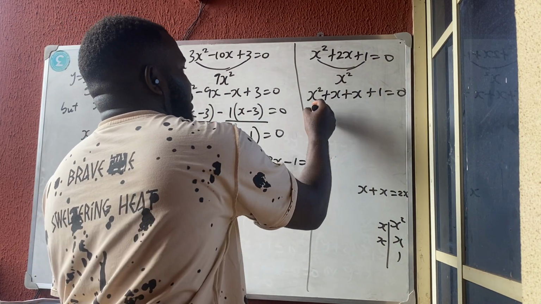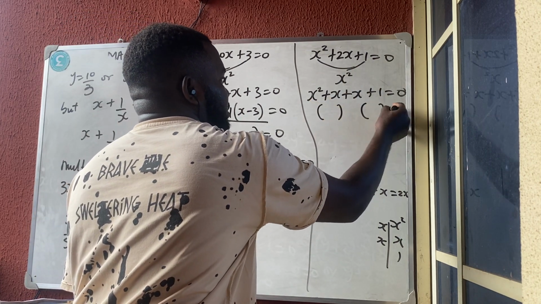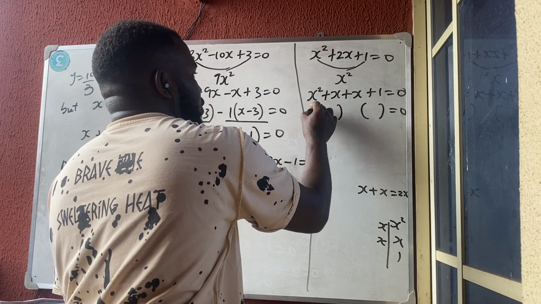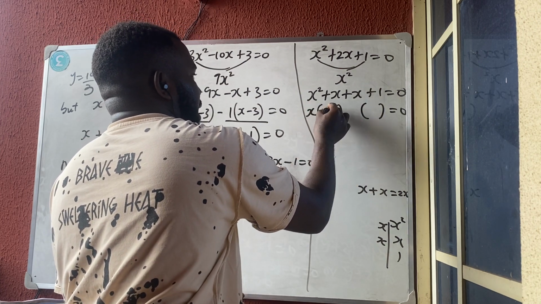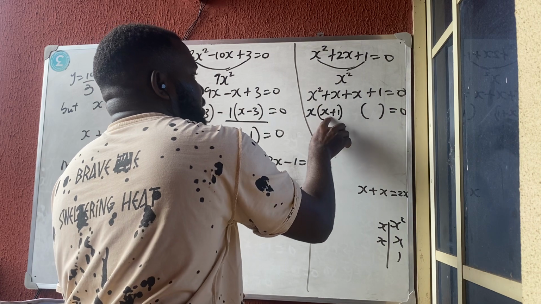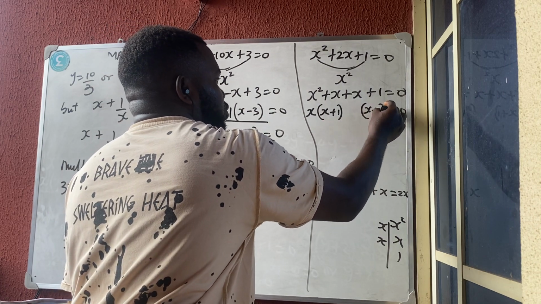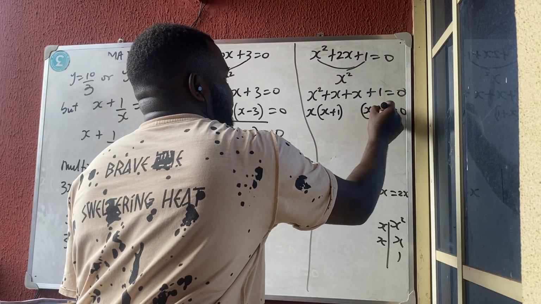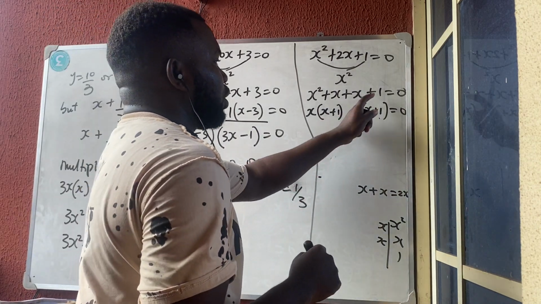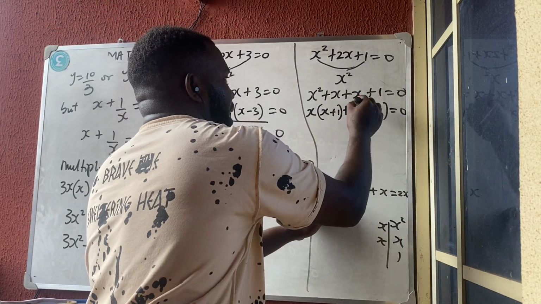So what do we have? What is common? Open two brackets. What is common between these two is just x. This divided by this, x. This divided by this, 1. Anything that is here must be here: x plus 1. Plus 1. So how do you get the person outside? Plus. 1 divided by 1, 1.